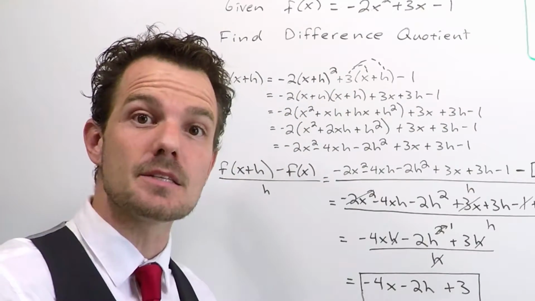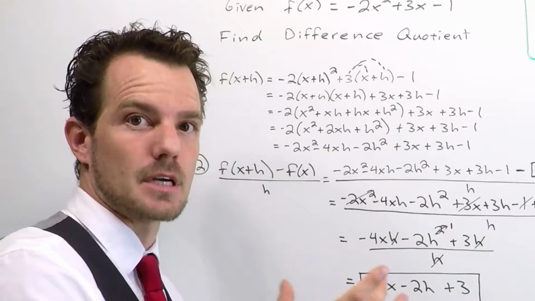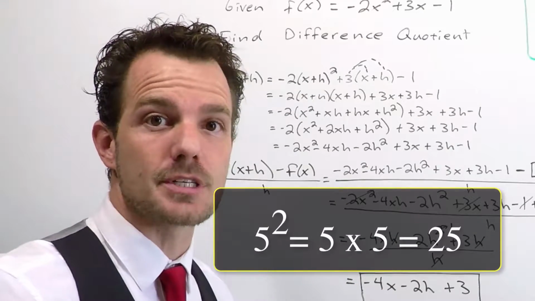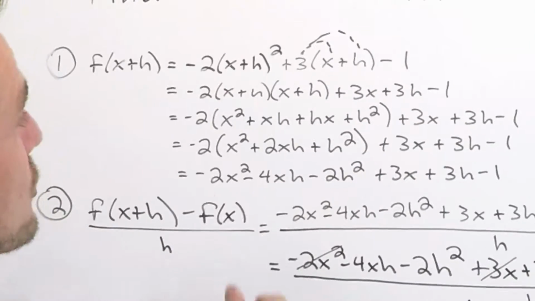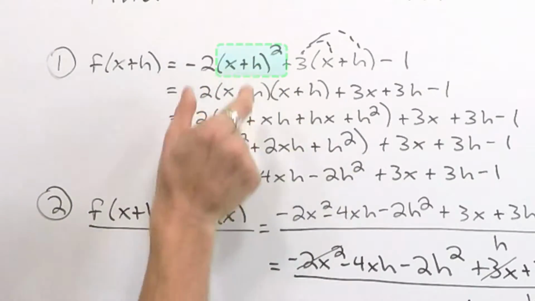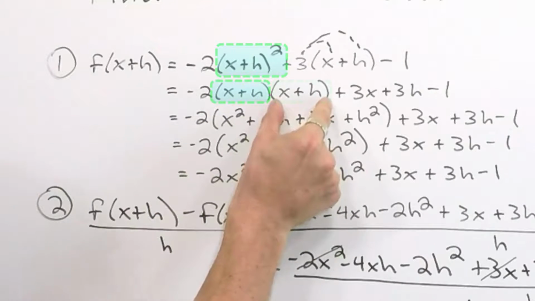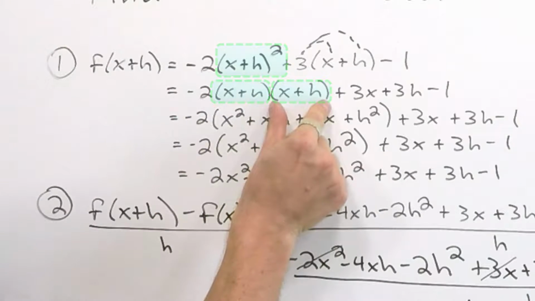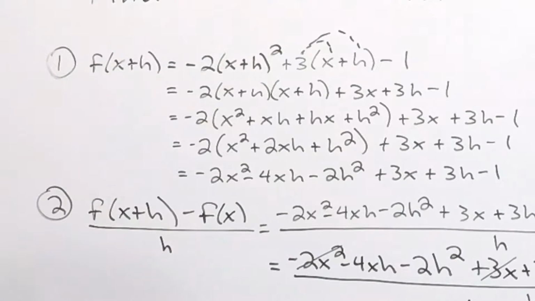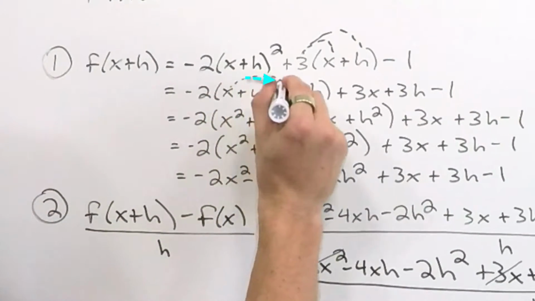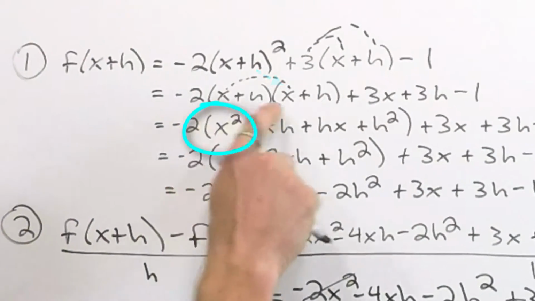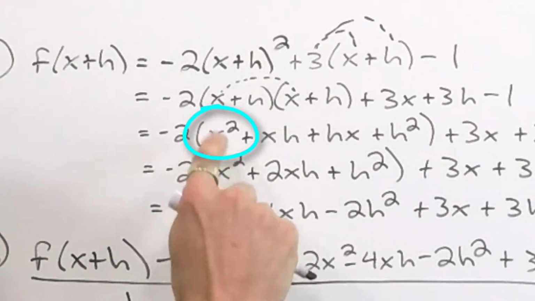Squaring, of course, means multiply something times itself. 5 squared, for example, is 25 because it's 5 times 5. So here, x plus h squared means take an x plus h and multiply it times the exact same thing. When you do this, you're going to have to do some distribution. You're going to have to let the x hit this x. When it does, x times x will give us in the next step x squared.